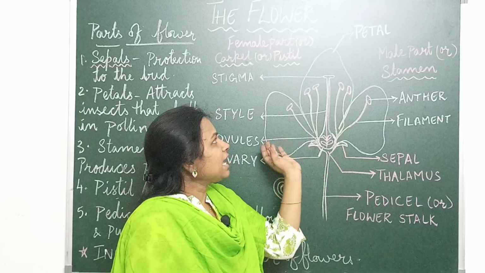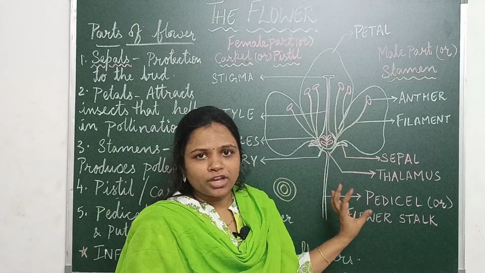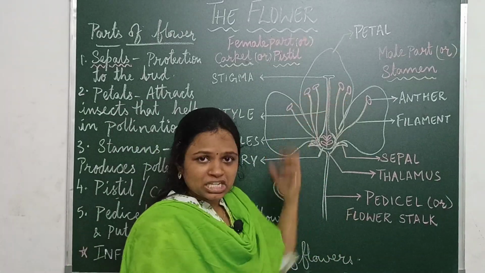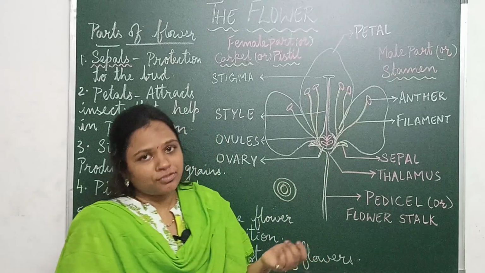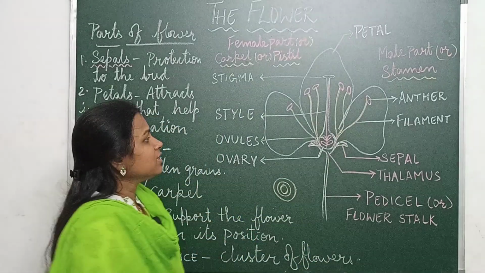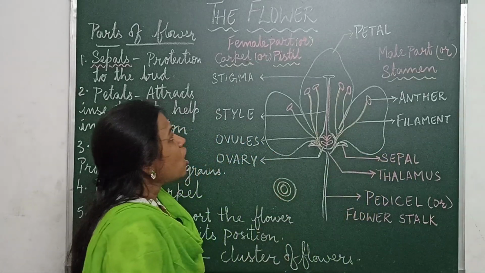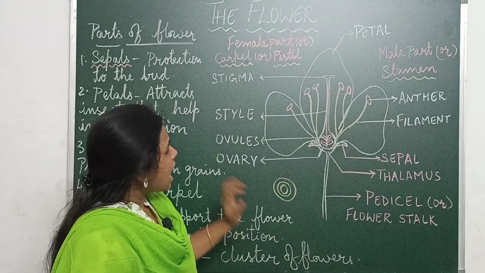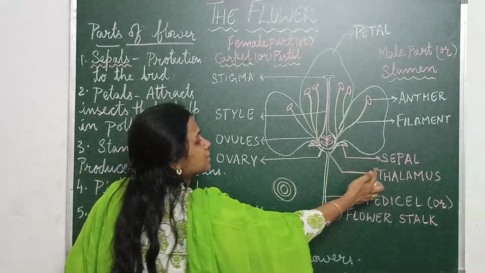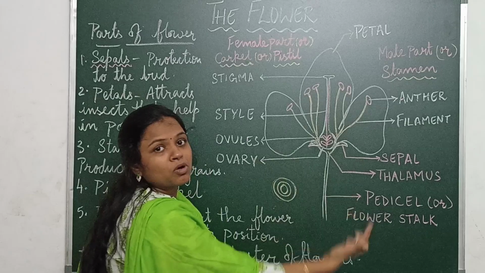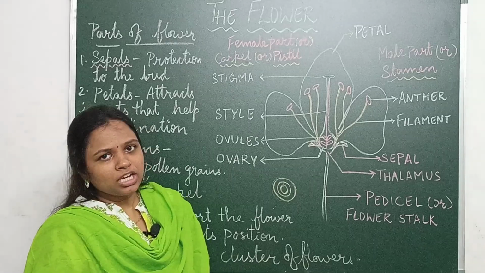So these sepals protect the inner parts of the flower when the flower is in the form of a bud. Later, when the flower actually blooms, these sepals occupy the lower part of the flower. Now, when we cut the flower in a horizontal plane, we see that all these different parts of the flower are arranged in different ring-like structures. So here the sepals occupy the outermost ring and they give protection to the flower.